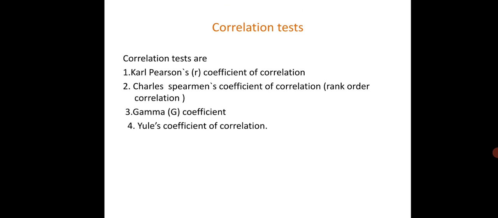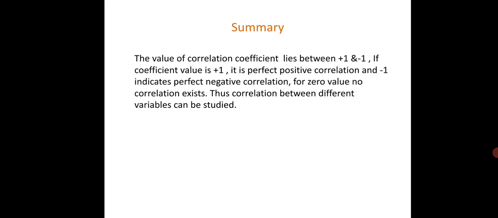Correlation tests. The correlation tests are Karl Pearson's coefficient of correlation, Charles Spearman's coefficient of correlation, which is also called a rank order correlation, gamma coefficient, which is depicted as capital G, Yule's coefficient of correlation.